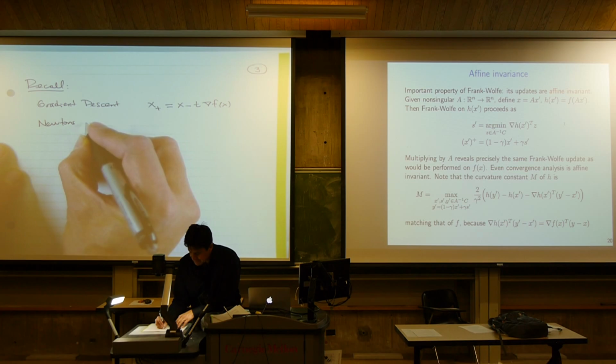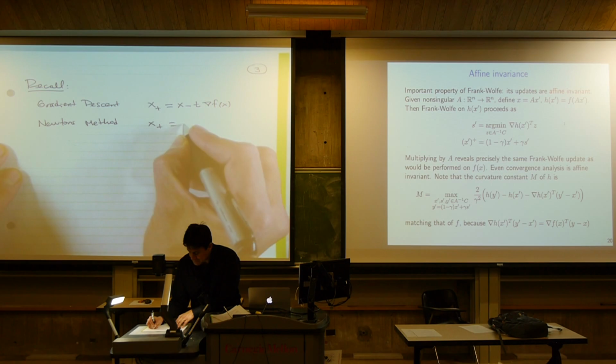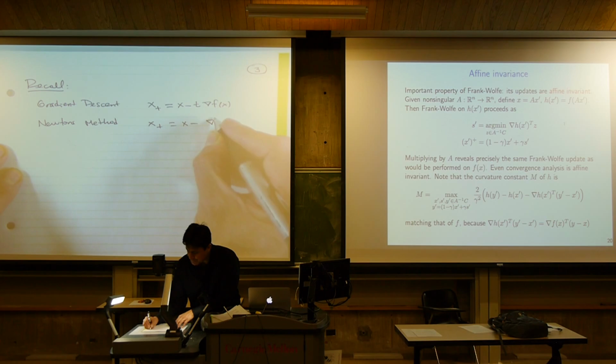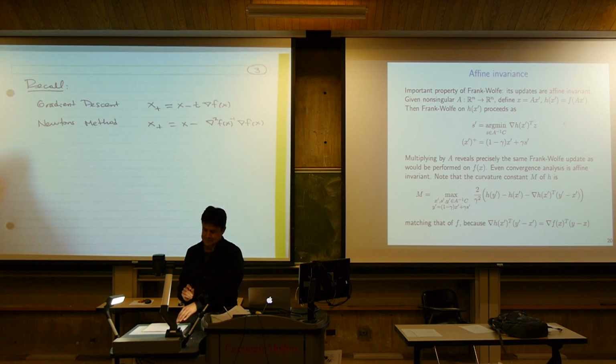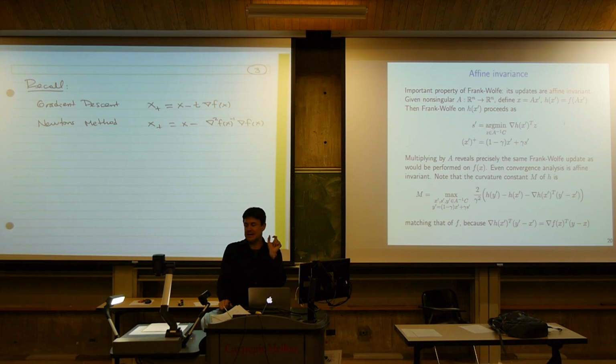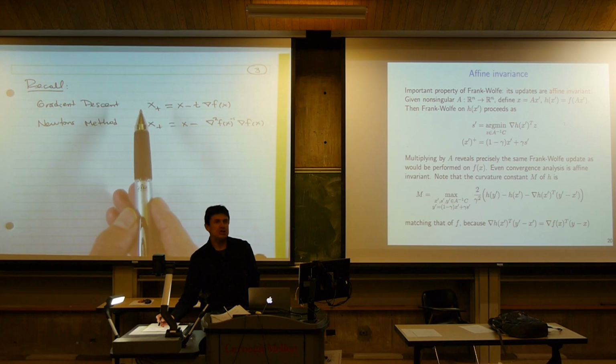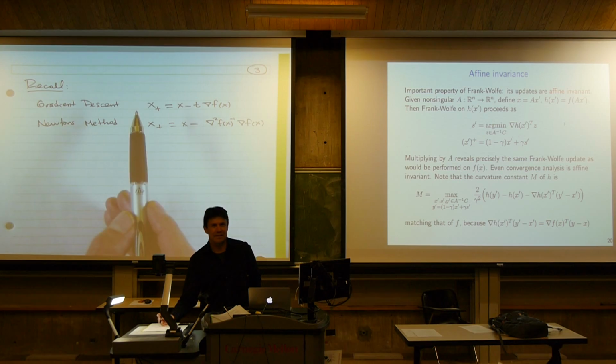Is x plus equal to x minus, we can put a t here or no t, let me put it in pure form, f of x inverse gradient f of x, right? Now, we made a fuss about this back a few weeks ago. Gradient descent is not affine invariant, right? Gradient descent is not scale invariant.